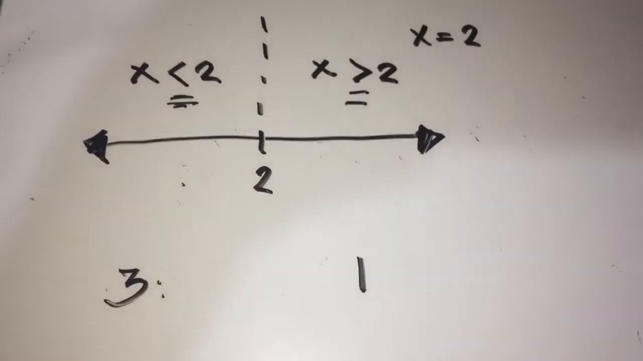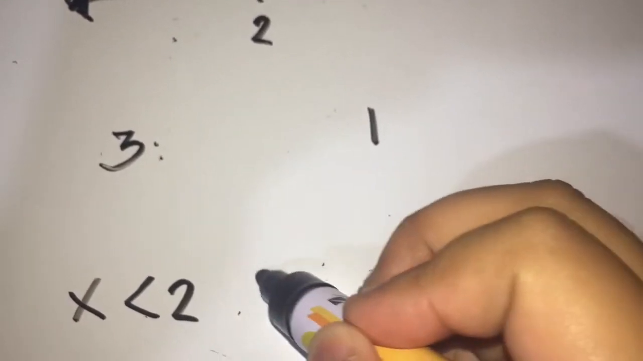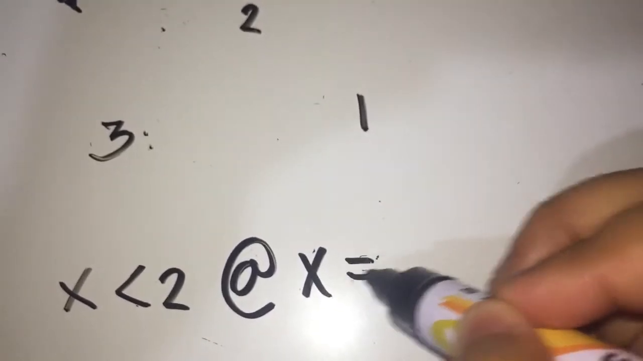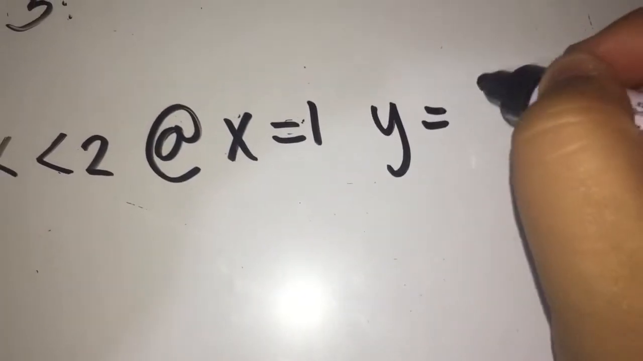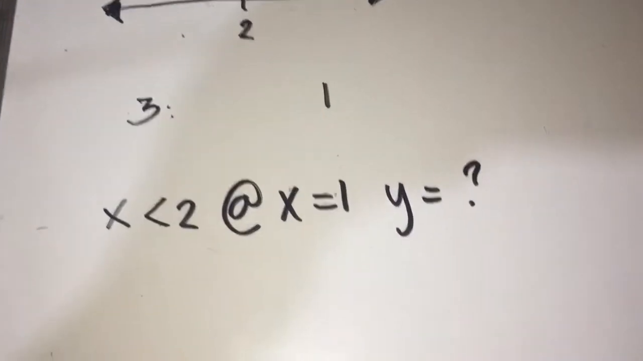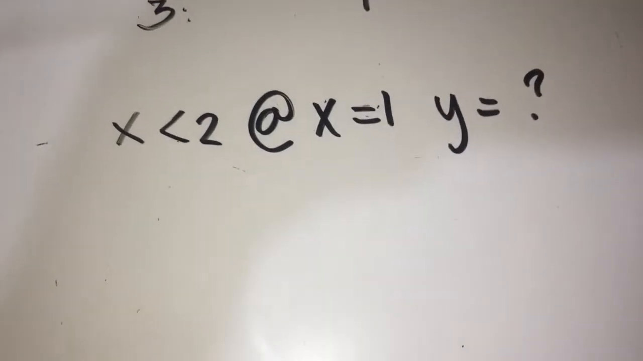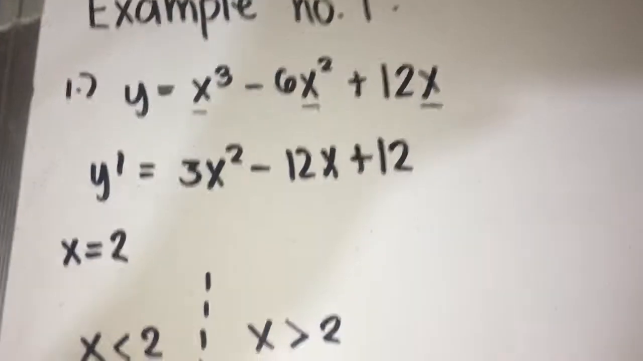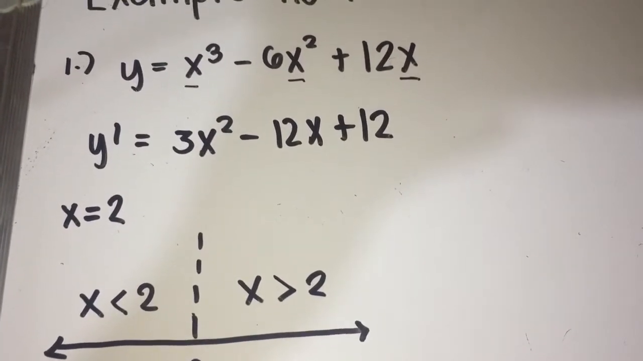So we will plot the values. x is less than 2 at x equals 1. What is our y? To determine the maximum and minimum, as we derived earlier, our derivative of this one is 3. Okay, what we would do next is to determine the maximum and minimum.